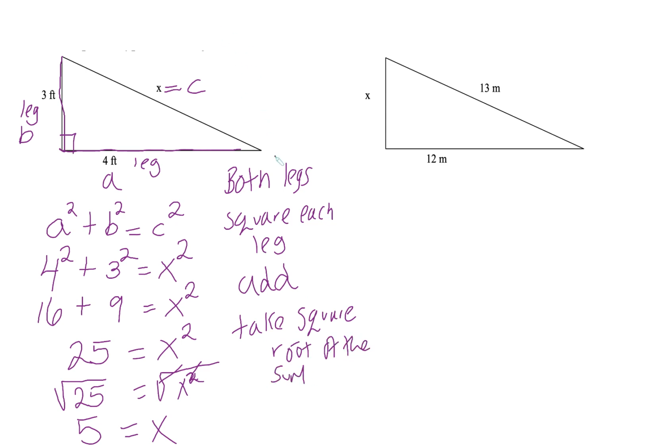So this is what they did. They're like, okay, I have both my legs, and she said to square them. So 3 squared is 9. I want to square 4, that's 16. She said to add them. So 9 plus 16 is 25. And then your last step is to take the square root, which gives you 5.